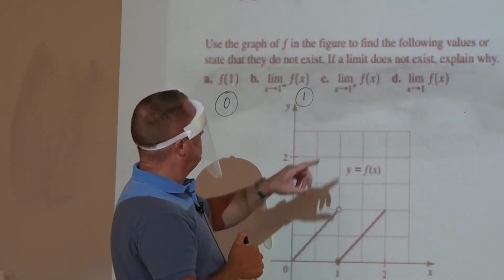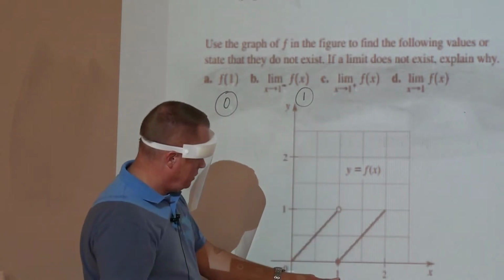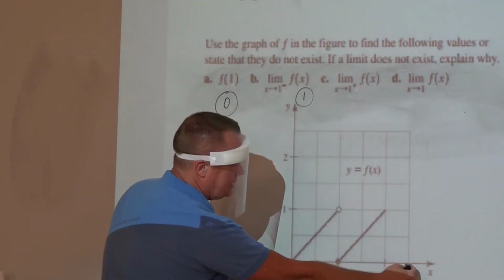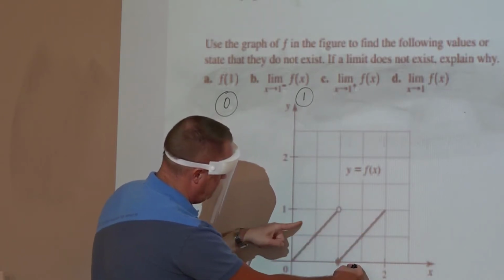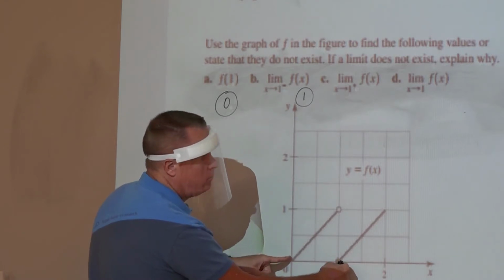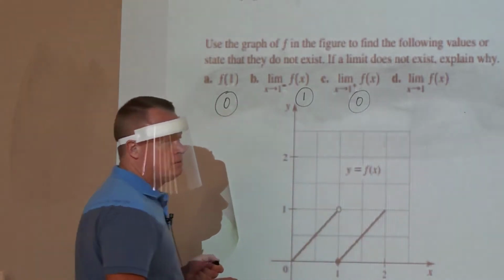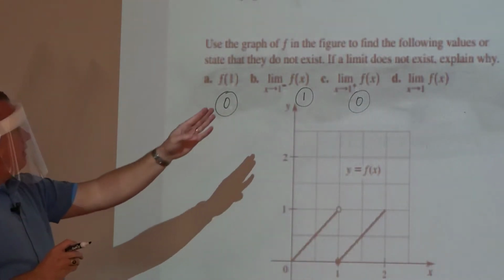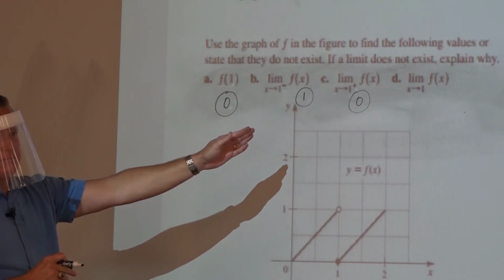All right, what about as x approaches 1 from the right? Okay, here's 1. As my x's are coming this way toward that, here are my y values. They're going toward what? 0. From the right, that limit is 0. Now, what is the limit as x approaches 1 of the function?